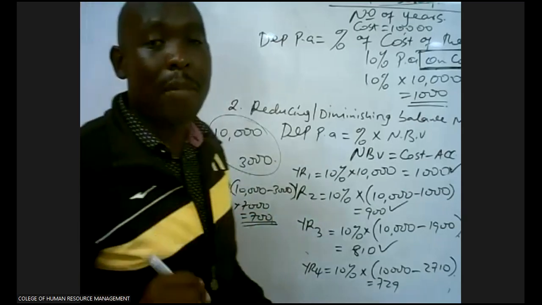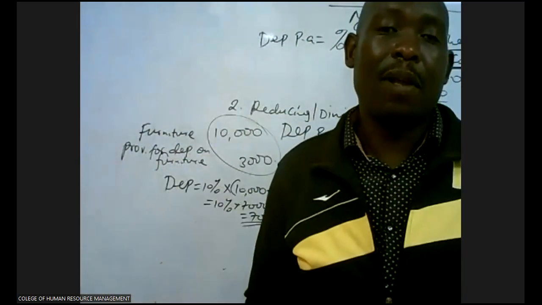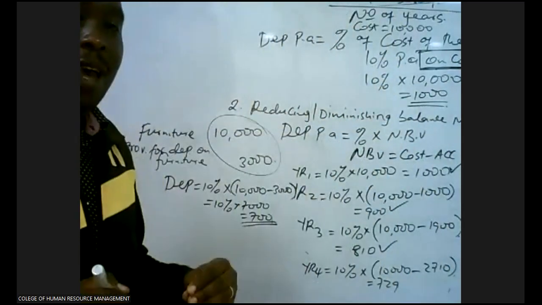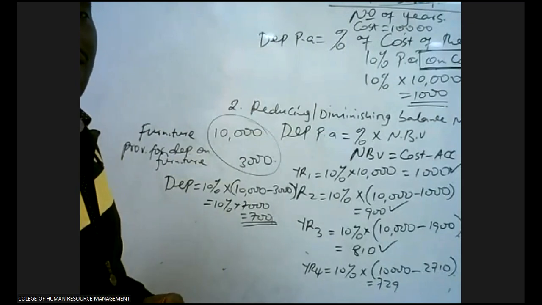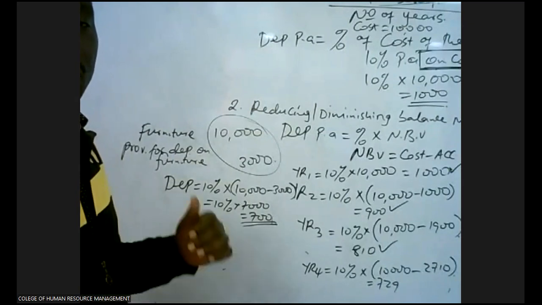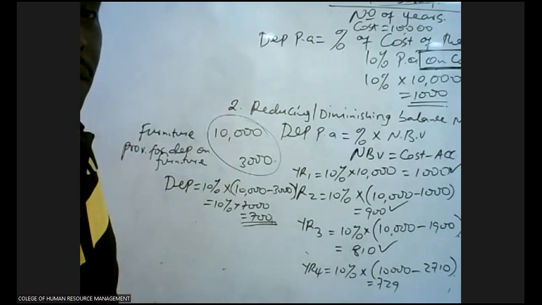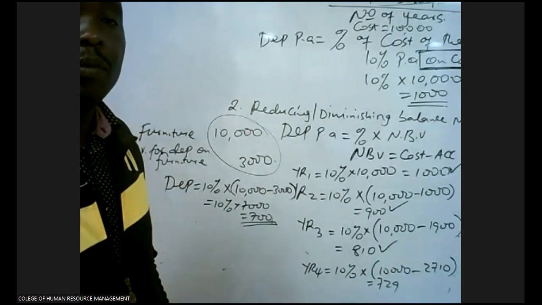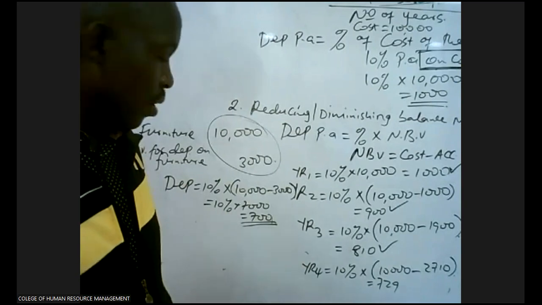The depreciation amount for each year is going to be treated as an expense. Depreciation amount for each year, we treat it as an expense in that particular financial year. I hope that is clear, unless somebody has a question. Good.